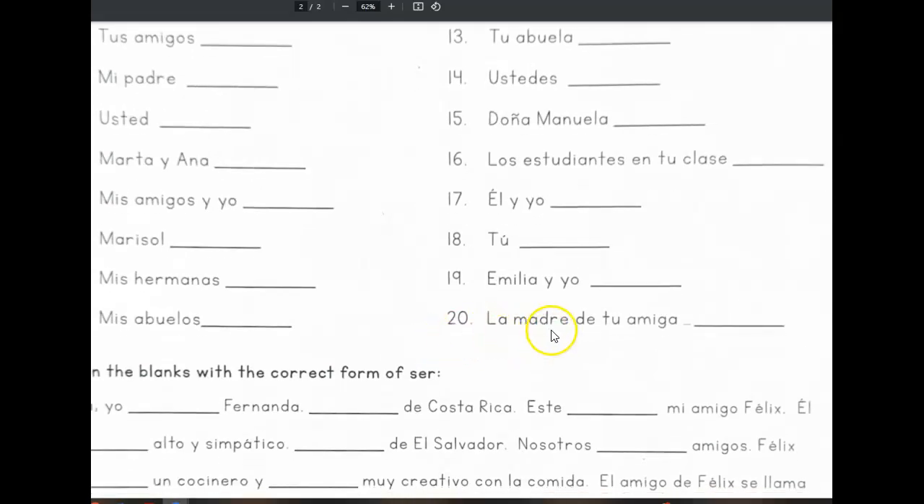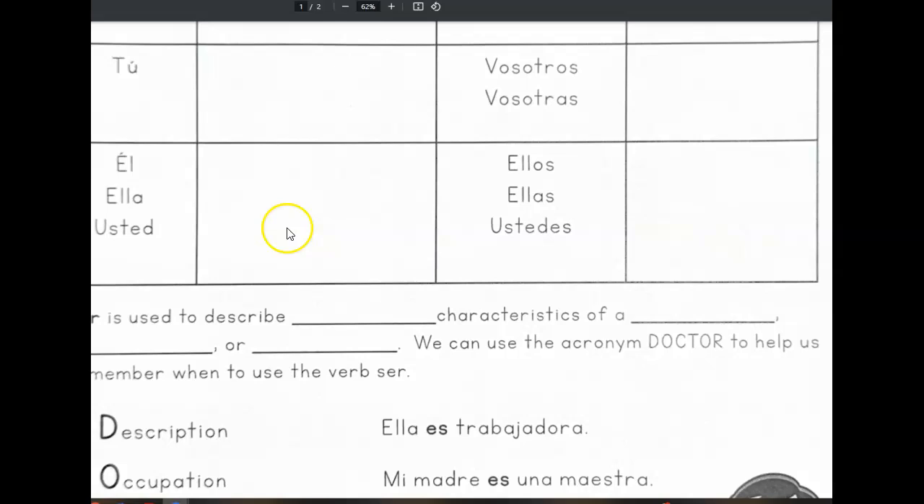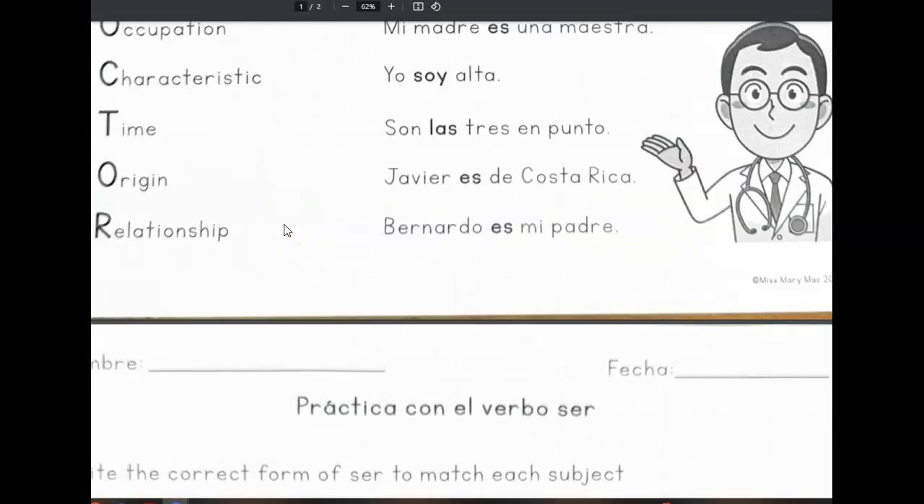Number 20, though, very similar. We have what appear to be 2 subjects, though. We really don't have 2 subjects. We have 1. La madre de tu amiga, the mother of your friend, or in English we would say your friend's mom is one person, right? Mom. So la madre de tu amiga would be very similar to number 4, right? Just talking about one person. Talking about a mother, that would be ella. And the correct answer for number 20, es.